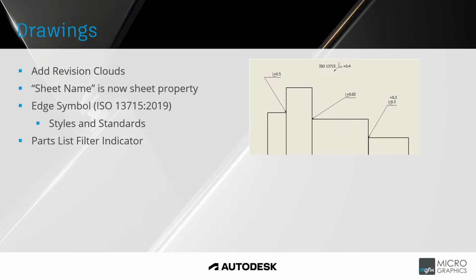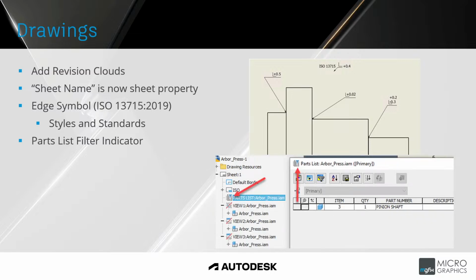Then parts list, there's now a filtered parts list indicator. We can see on the right hand side we've got a parts list that has been filtered, and the little filter icon now shows both in the browser as well as when editing the parts list. It will show in the parts list dialog that the parts list is being filtered. So it's just easier to identify that there is a filter active on the parts list and you may be missing values or items within that list.